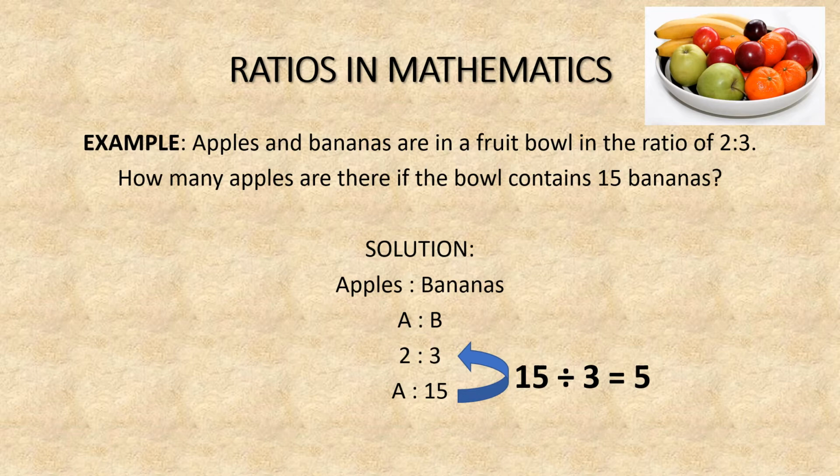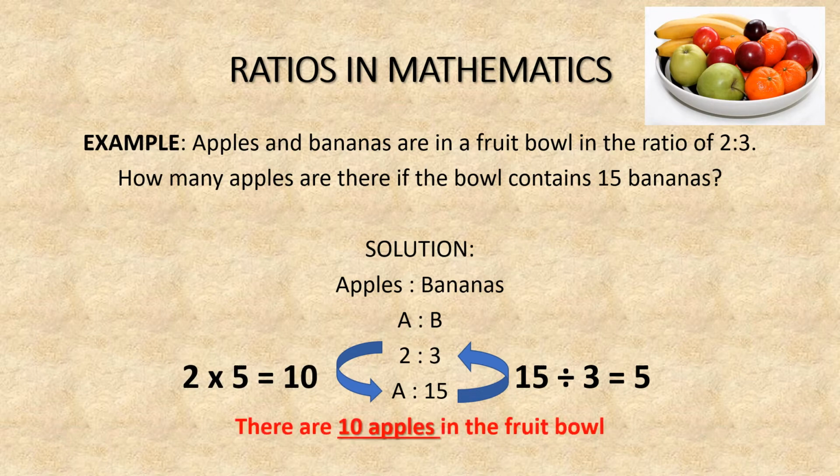I need to apply that same relationship to apples. So 2 times 5 is 10, or 10 divided by 5 is 2. So that means there are 10 apples in the fruit bowl.